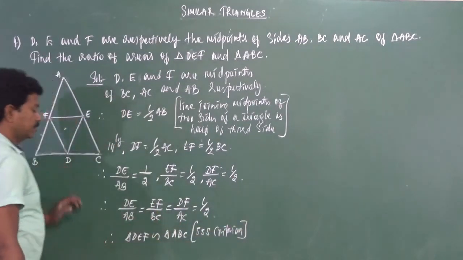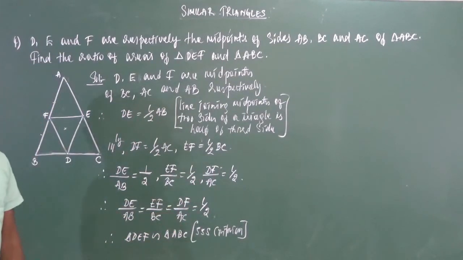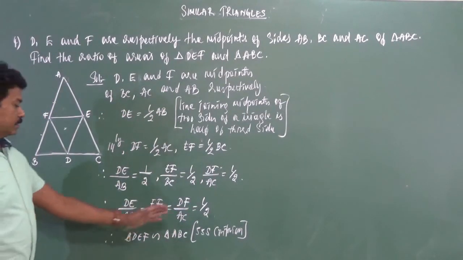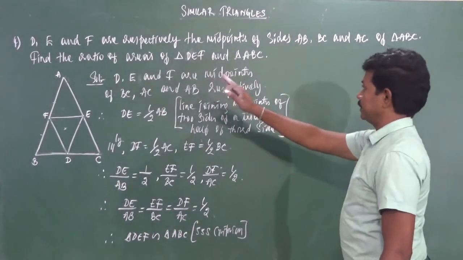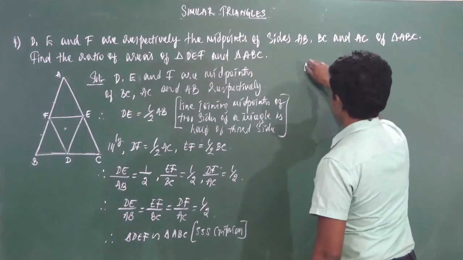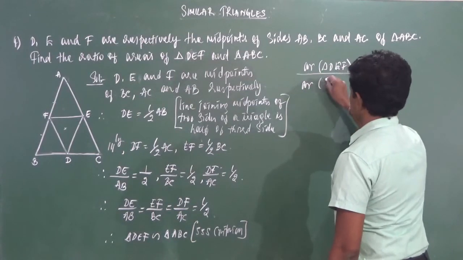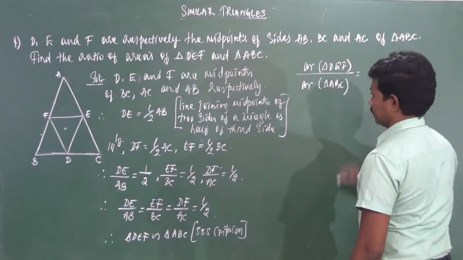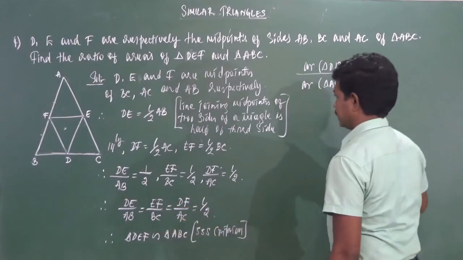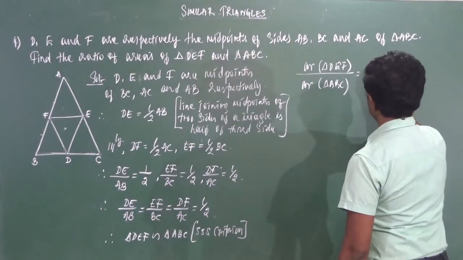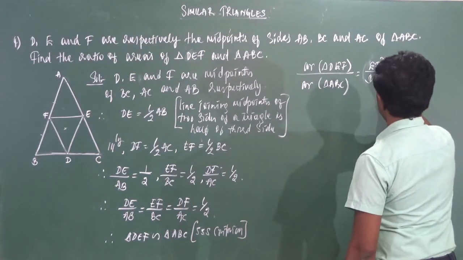I hope you remember this. If three sides of one triangle are proportional to the three sides of the other triangle, then both triangles are similar to each other according to the SSS criterion. So now we can find the ratio of areas of both the triangles. Area of triangle DEF by area of triangle ABC is equal to, we can take any pair of corresponding sides, say EF by BC, or EF square by BC square.